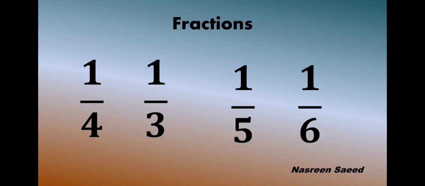Now again we have got two sets of fractions. Let us compare 1 upon 4 and 1 upon 3. So which is the greater number over here? Yes, 1 upon 3 is greater, or 1 upon 4 is smaller than 1 upon 3, क्योंकि denominator में big number जिसके है वो smaller होगा.